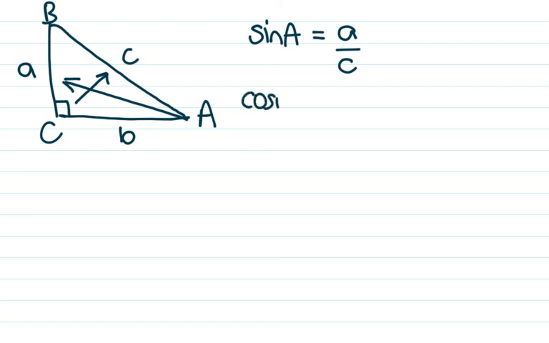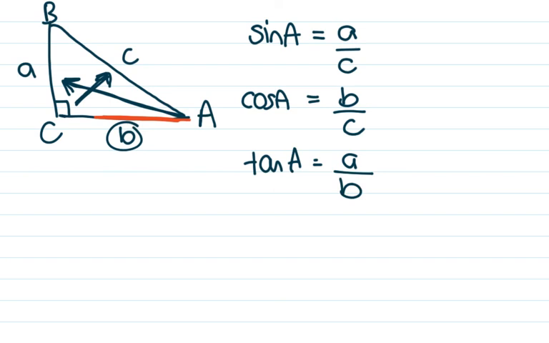Next we'll do cos A. Cos is the ratio comparing the adjacent side. So adjacent to angle A is the one that's touching A, but it's not the hypotenuse one. So that would be B over the hypotenuse, we decided was C, B over C. And then tangent A, or tan A, is the opposite over adjacent. So the opposite side was A, and the adjacent side is B. So A over B.